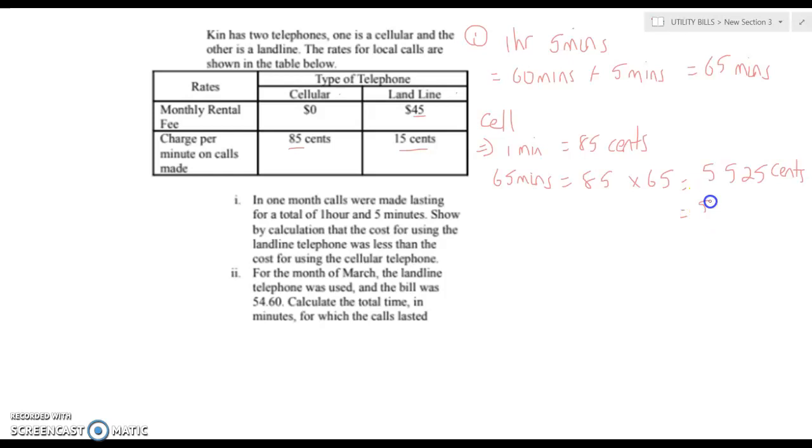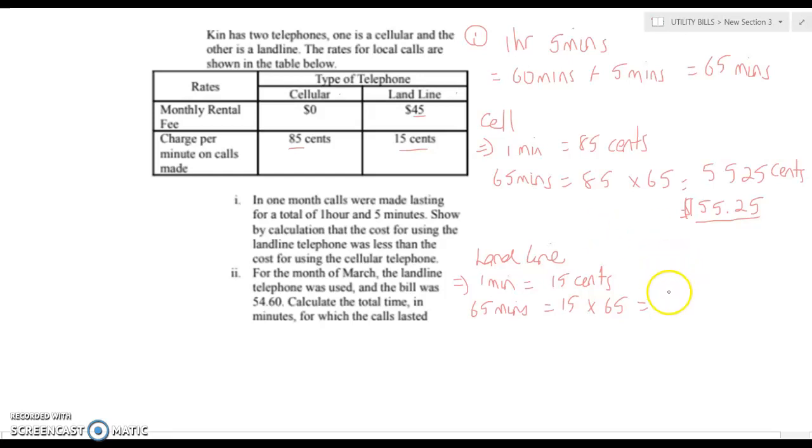And then we work that out. That's actually $55.25, right? And now let's do the landline. Now remember the cell phone, this is the final cost for the cell phone because there's no monthly rental fee. So for the landline, every 1 minute, you are being charged 15 cents. So again, we want to find out for the 1 hour and 5 minutes. So that's 65 minutes. So that'll be 15 cents times the 65 minutes, right? So just use that 15 by the 65.